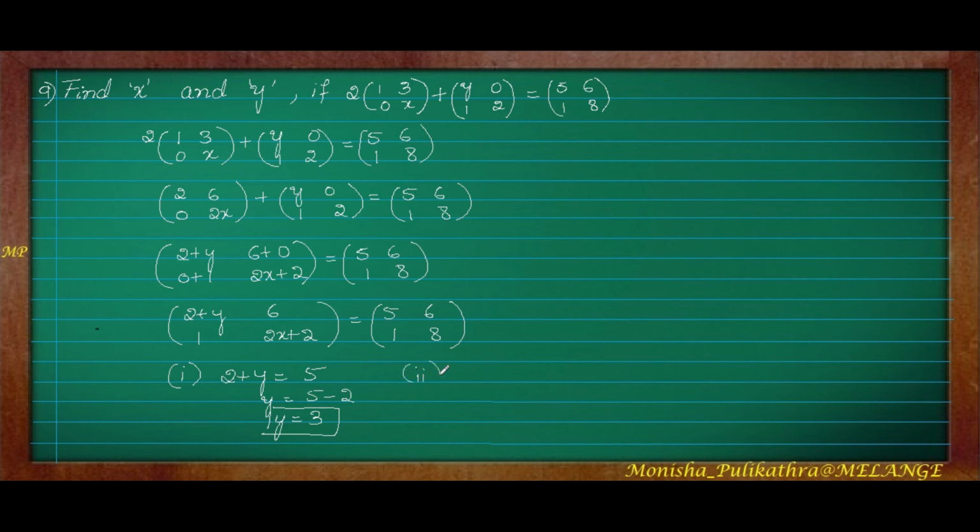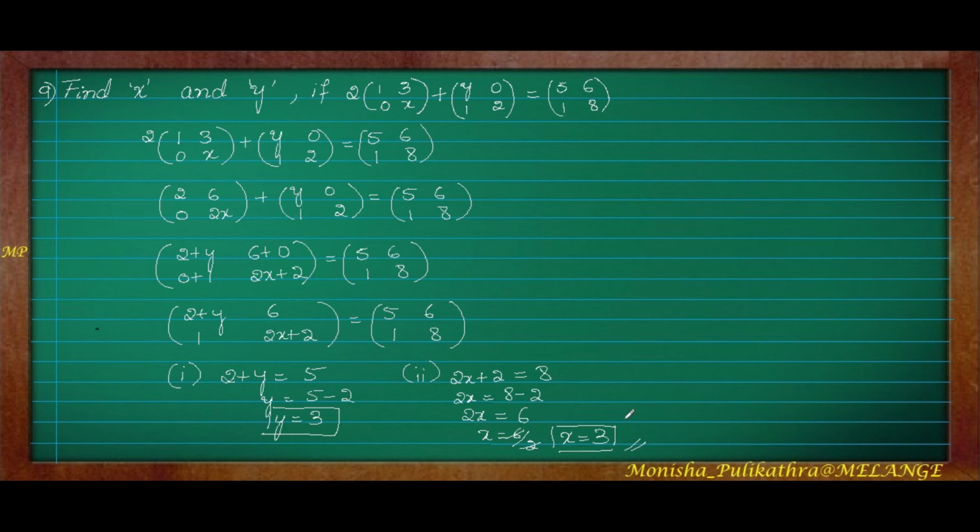In the same way, we equate this with 8. So 2x plus 2 is equal to 8, so 2x is equal to 8 minus 2, which is 6. x is equal to 6 by 2. 2 threes are 6. Therefore, the value of x is 3. So the value of x and y is 3. Now the matrix will become 3, 6, 1 and also 3.